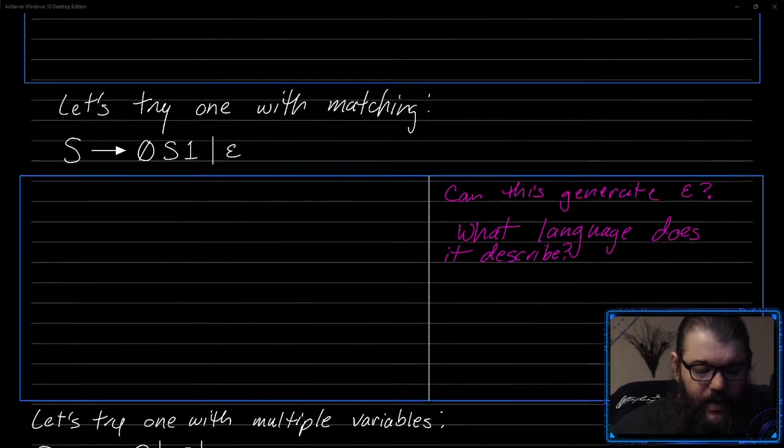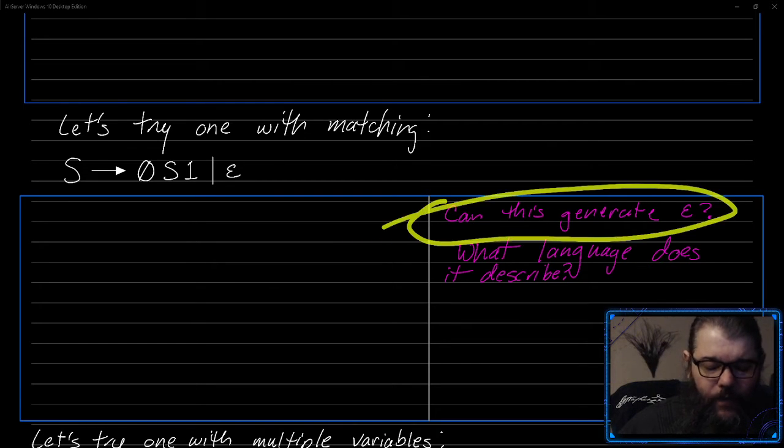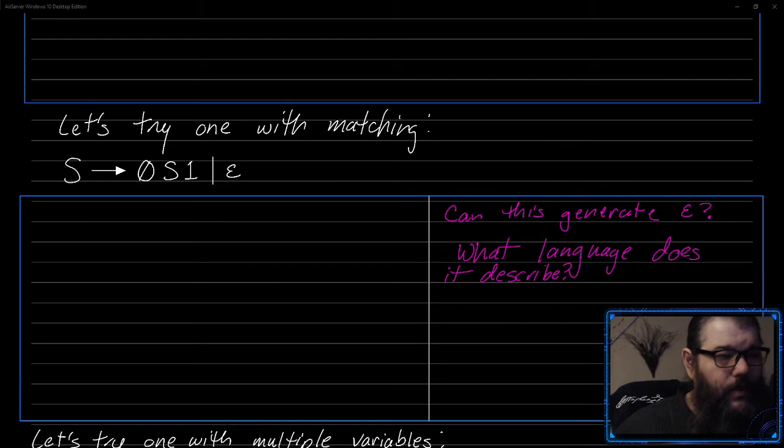Let's try another one that has some matching in it. And the reason I say matching is because in this one, you can't generate a 0 without a 1. Go ahead and pause the video and write a few strings related to this. I'll wait till you're back. Okay, hopefully you're back. So my first question is, can this grammar generate the epsilon? Can it generate the empty string? And the answer is yes. I can just take my starting symbol and replace it with epsilon directly.